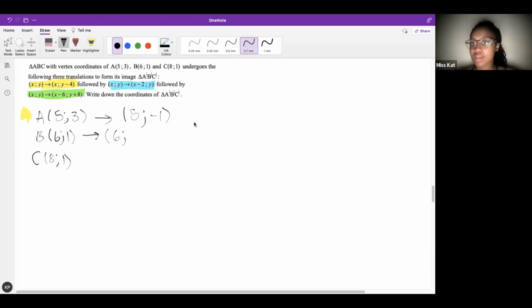1 minus 4. There we go. We need to revise our integers. And now we move C. So do we change the 8? No, because our x's remain the same. We have another 1 minus 4, which is negative 3.